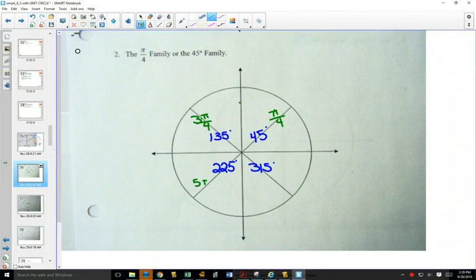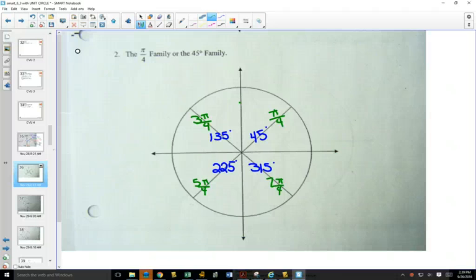4, 5 pi over 4, 6, 7 pi over 4. So that's one way that you could figure out what they are in radians, is look how big the pieces are and count those pieces as you went along. Another thing you could do is sort of the same way that you figured it out in degrees.